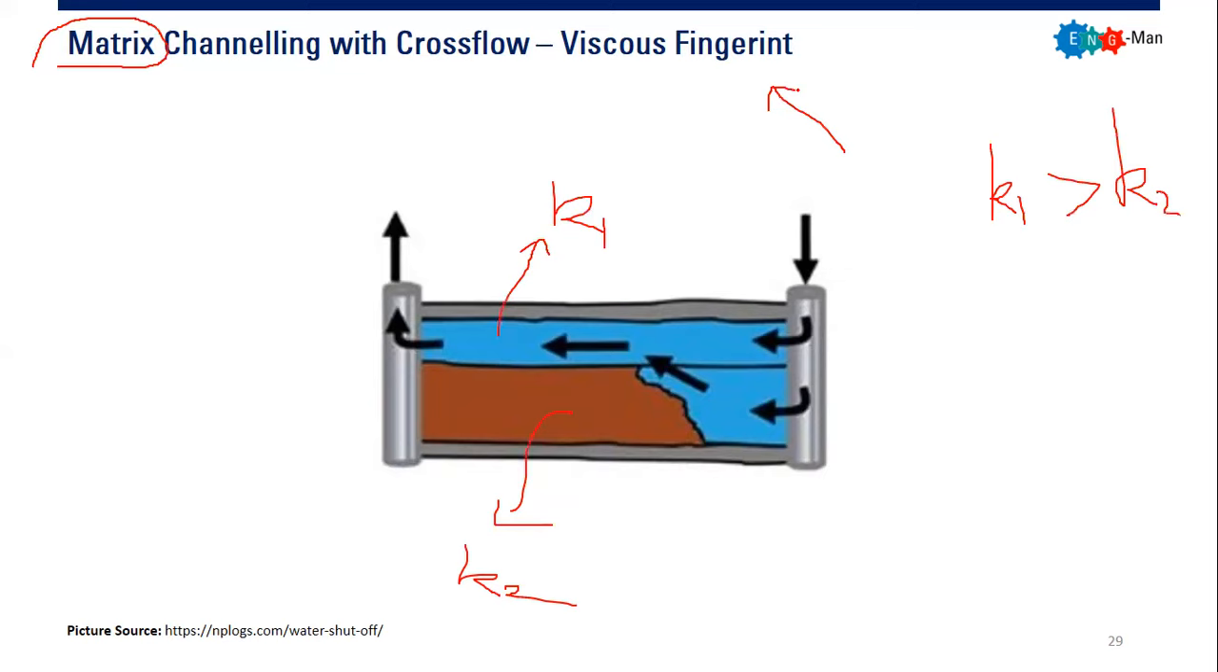This is a combined problem of permeability contrast and mobility ratio contrast. And you may or may not have a permeability barrier between the two layers. In this case, there is no good barrier, such that you have developed crossflow.